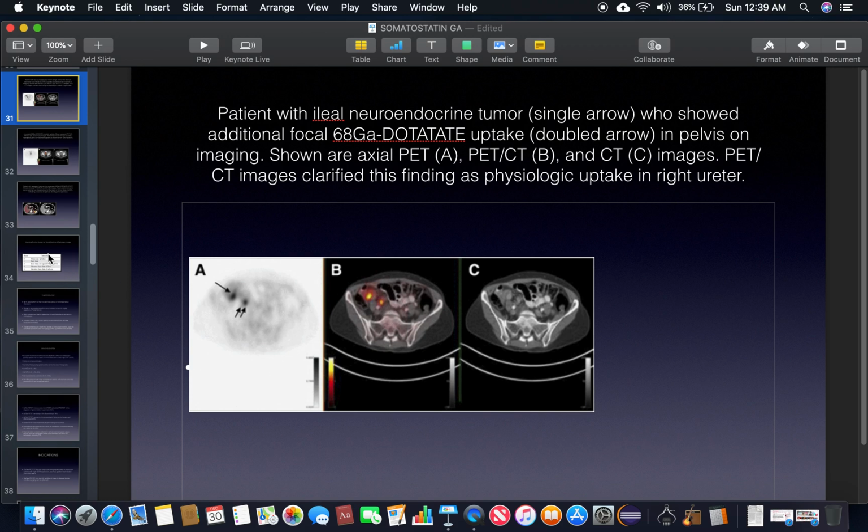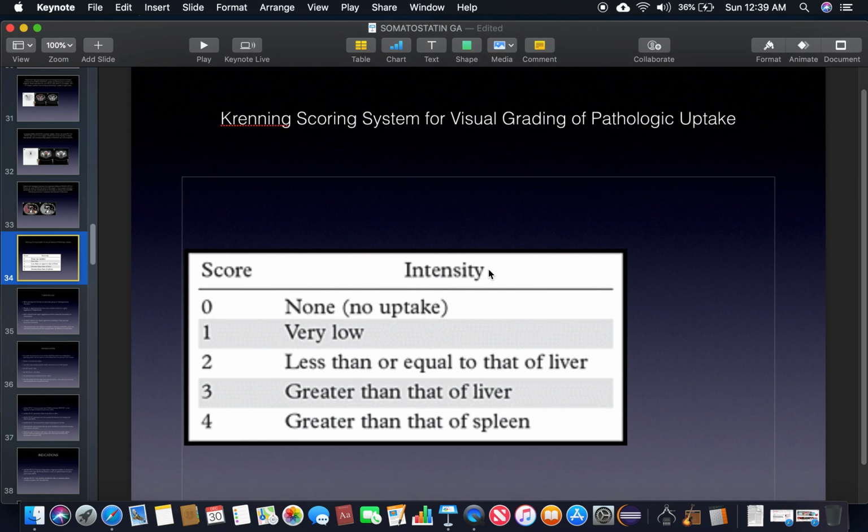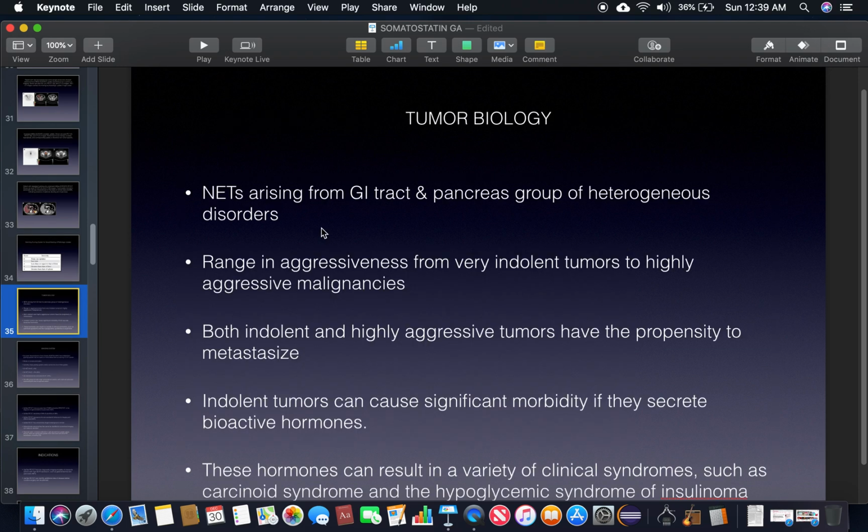I mentioned the grading, which is 0 to 4: 0 is none, no uptake, 1 is very low, 2 is less than or equal to liver, 3 is greater than liver, and 4 is greater than spleen.